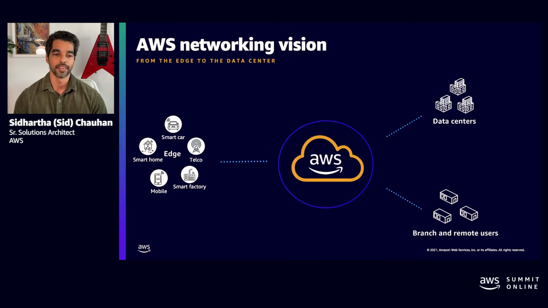In this session, we will see how AWS can become the center of your global infrastructure footprint and enable connectivity from AWS to these different on-premises infrastructure like data centers, branch offices, as well as edge devices like your mobile applications.